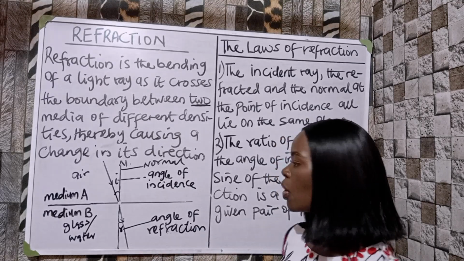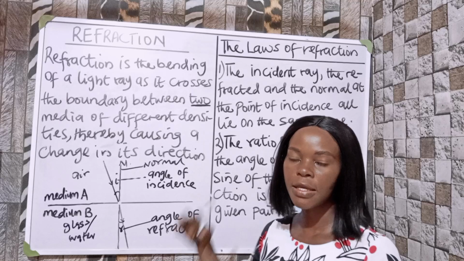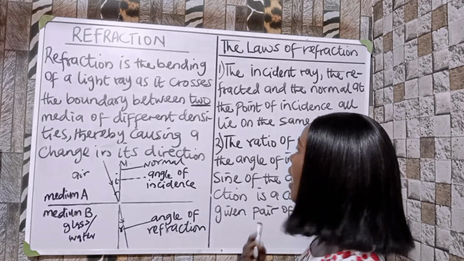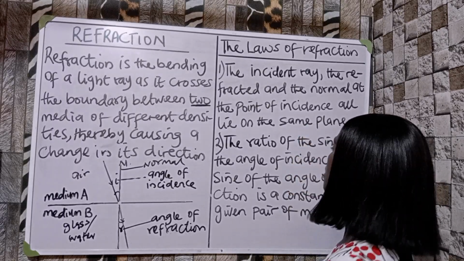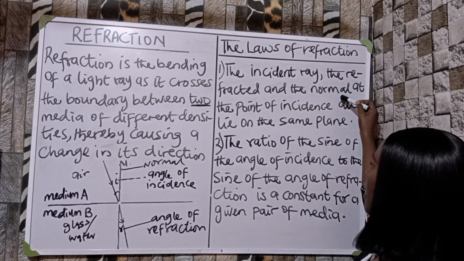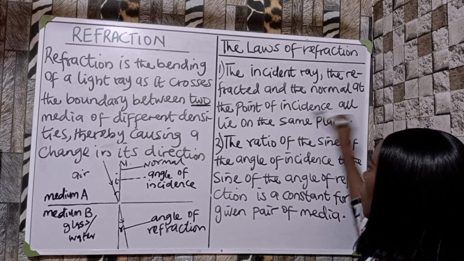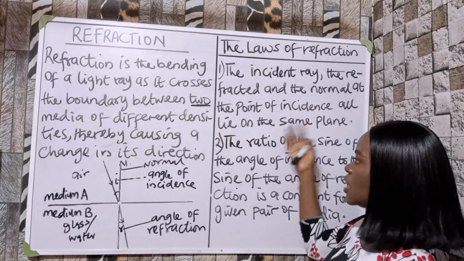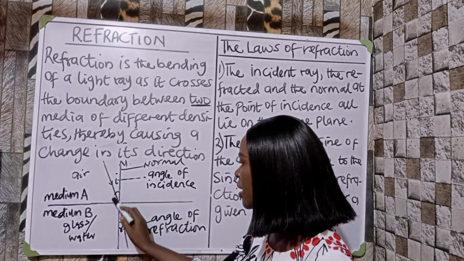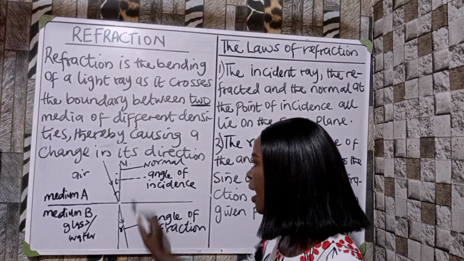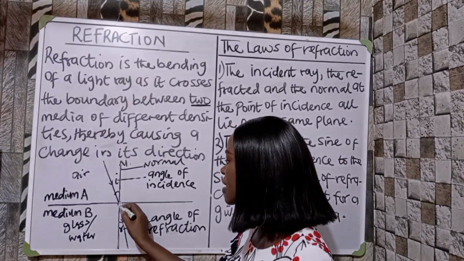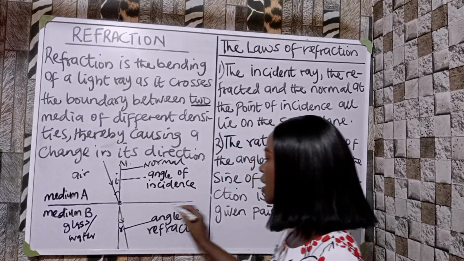So there is a law that governs this refraction. We call it the law of refraction. It has two laws, the first and the second. The first one says that the incident ray, the refracted ray, and the normal at the point of incidence all lie on the same plane. Let me explain this law with this diagram. The normal is not a ray, it's just a line. At the point of incidence, this point, they all lie on the same plane.